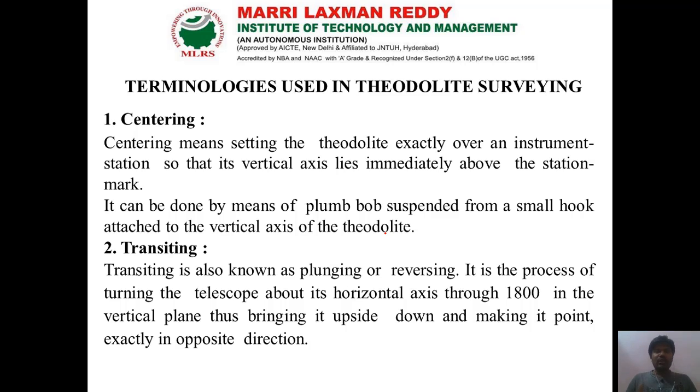Next, transiting. Transiting is the process of rotating the telescope in the vertical plane, so that the telescope can be rotated like this. This process is called transiting. With respect to 180 degrees we are going to rotate it.